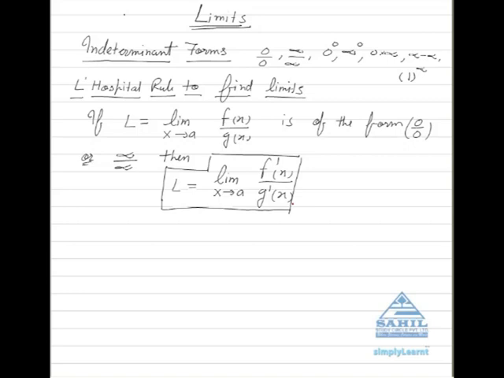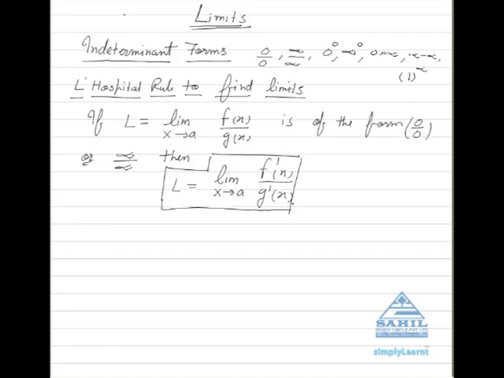There are a total of 7 indeterminate forms which are written on your screen, and to resolve these we have to apply the L'Hospital rule. Now, it will be applicable in these two forms: if it is of 0 by 0 form or infinite by infinite form. If you are applying the limit, and f of a and g of a both are 0, then it will be 0 by 0 form.